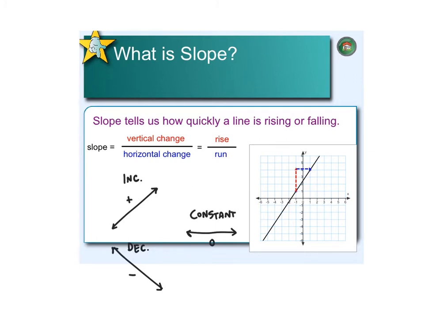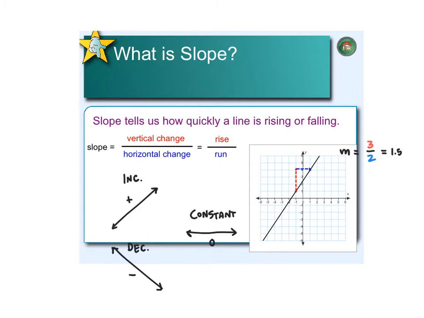The slope is calculated by taking the vertical change, called the rise, divided by the horizontal change, which is called the run. For example, this line right here rises 1, 2, 3 units for every 1, 2 units that it moves to the right. Therefore, its rise would be 3, and its run would be 2. So its slope, which we refer to using the letter M, would be 3/2, or 1.5.